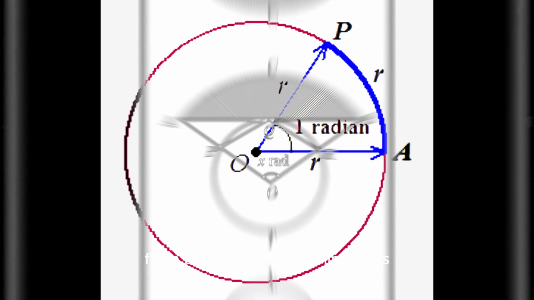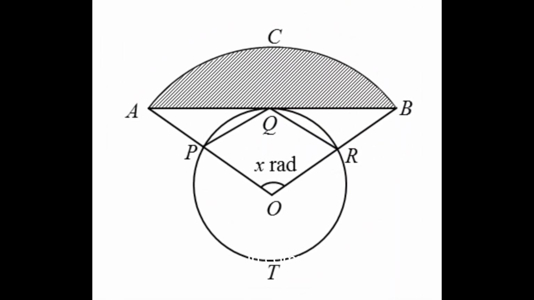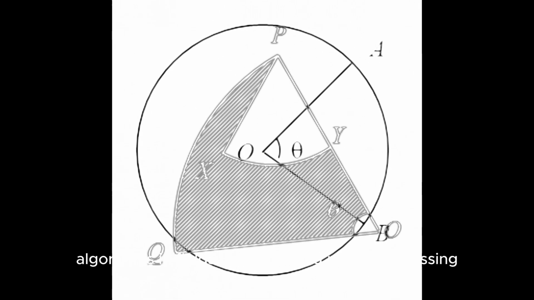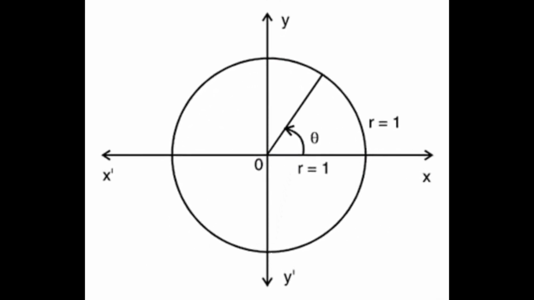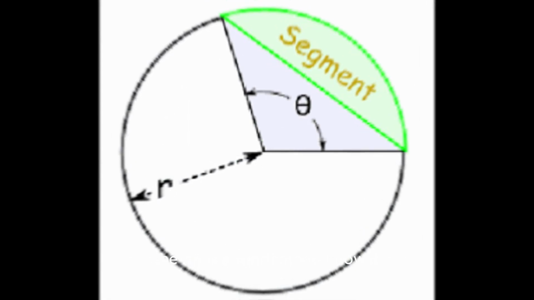From creating smooth animations and defining shapes in graphics to defining angles in computer-aided design, circular measure is everywhere. It's even integral to signal processing algorithms in fields like audio and image processing. So whether we're rotating an object in a game or designing a 3D model, circular measure is at play. Indeed, circular measure is a fundamental tool that shapes the digital world as we know it.